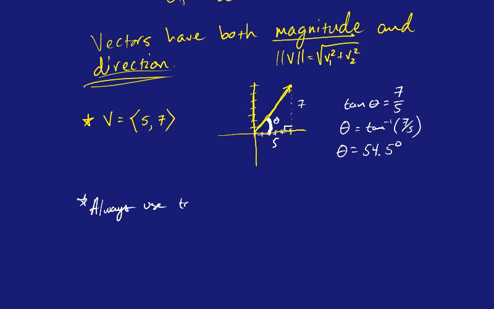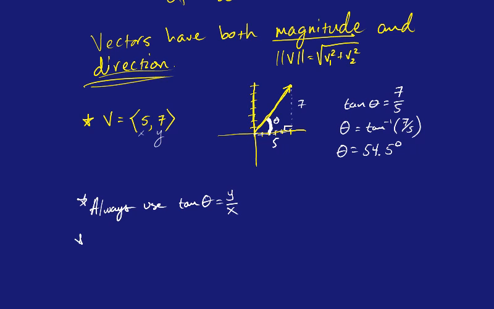Always use tangent of theta, but if you don't want to graph it, you don't have to, because in past lessons in trig, you should know that in the coordinate plane, tangent is equivalent to y over x. Every vector has a horizontal component and a vertical component, and in this case 5 was my x and 7 was my y, and so as you can see, tangent of theta equals y over x. So that's the first thing.